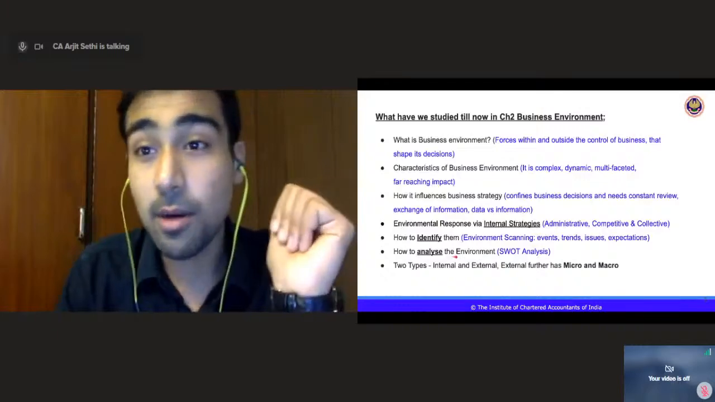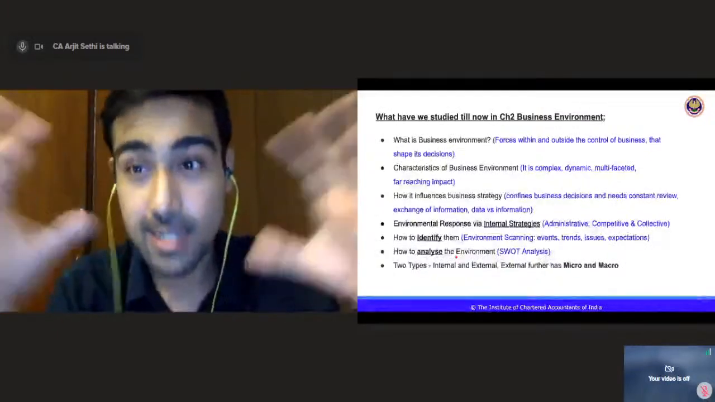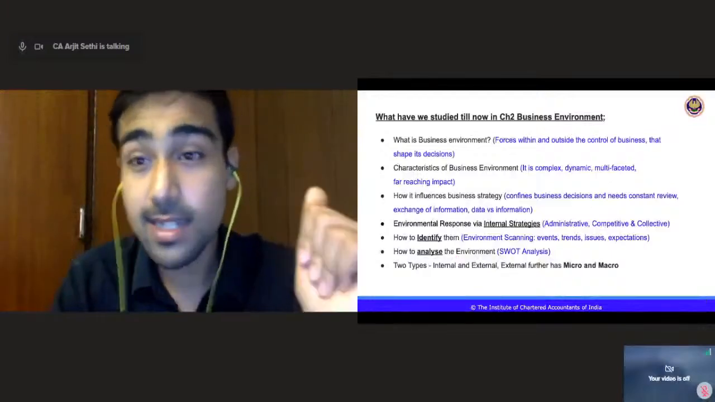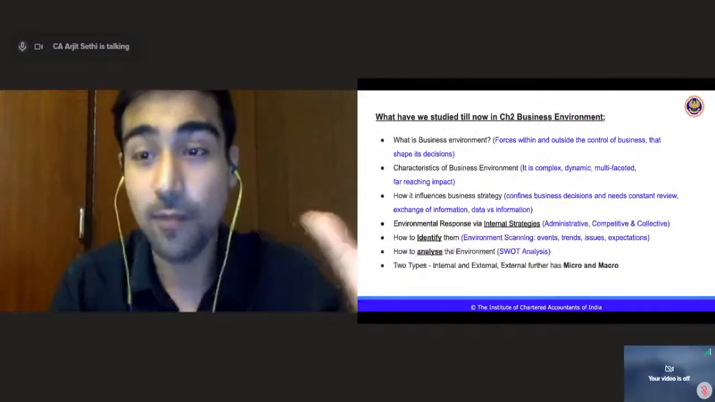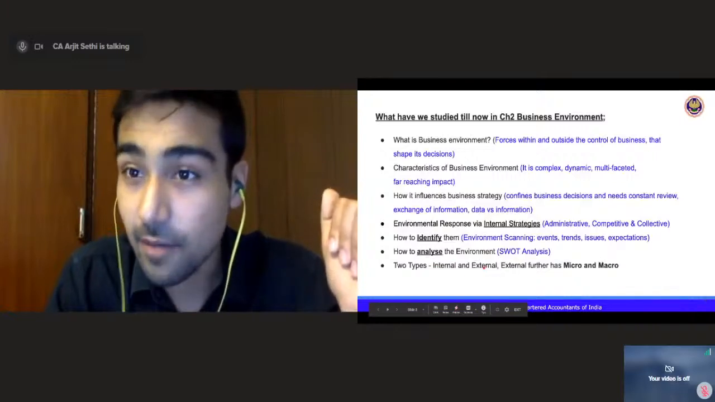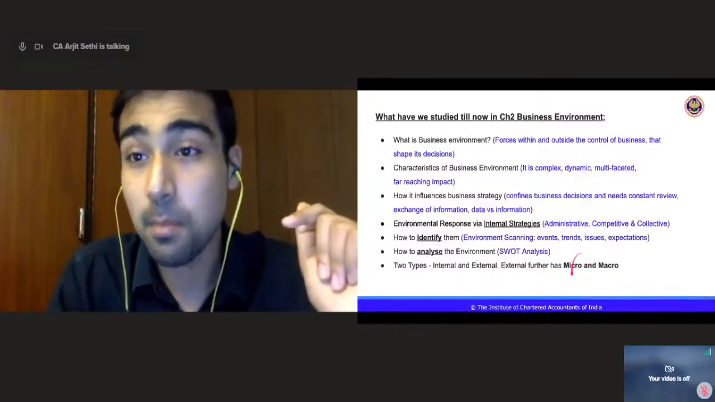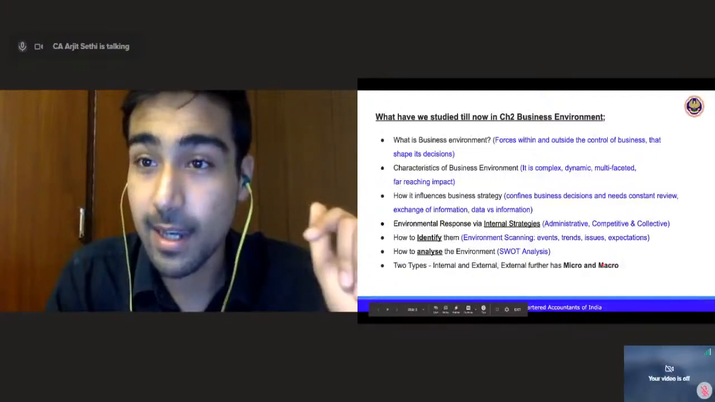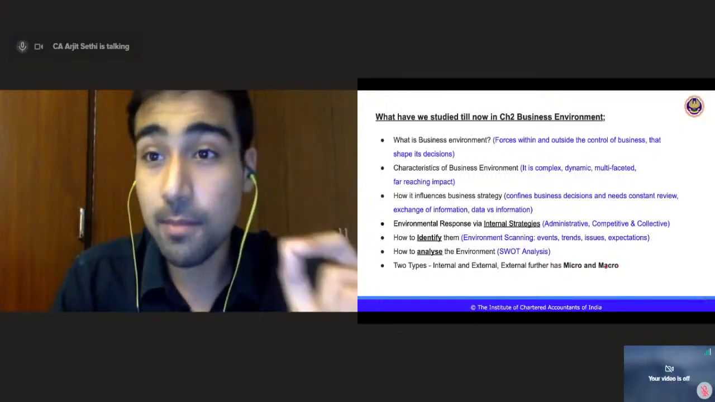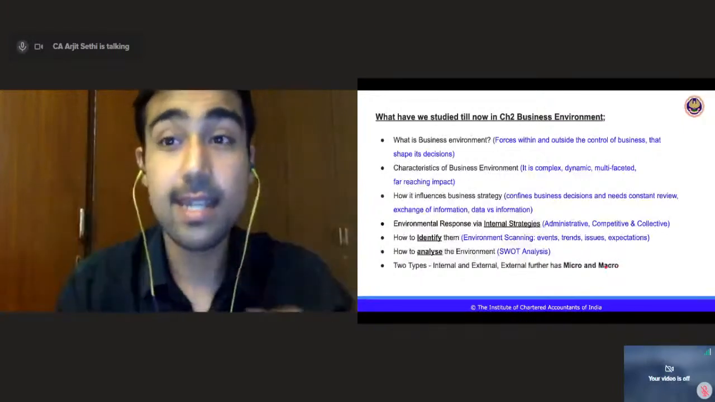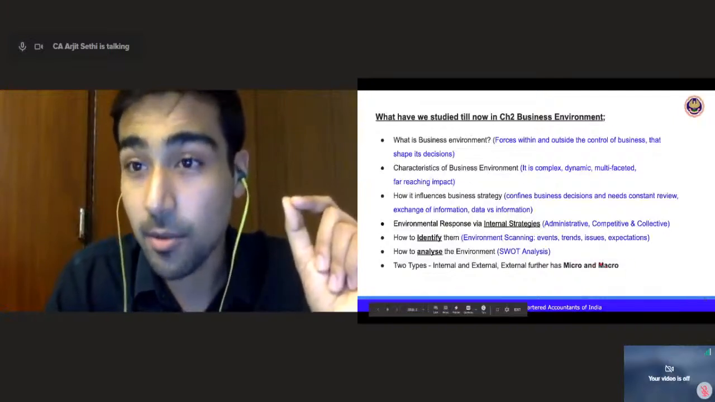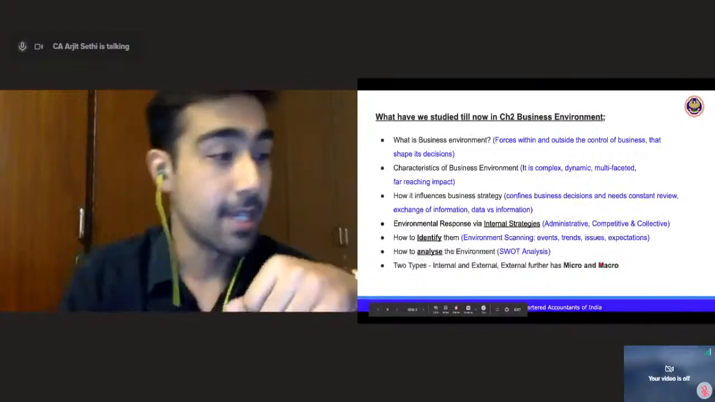Then we talked about different types. We took an example of the universe, Earth, India, stars and solar system. We took that huge example to understand the different components of a business environment, where we understood that there is an internal environment and an external environment, and the external environment has micro and macro components, right? We will be discussing each and every component of micro as well as macro in this particular session.